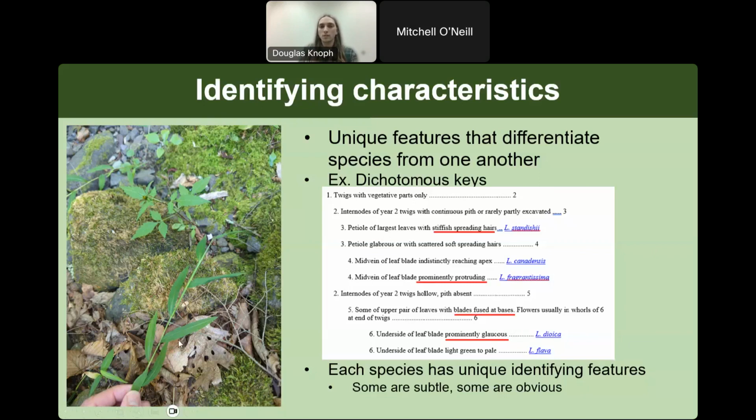Whereas, something has stiff hairs compared to soft hairs might be a little more subtle, and you might want to focus on having a few identifying characteristics in order to properly showcase that. And so before we move on from this photo on the left here, they identified it as Japanese stilt grass.